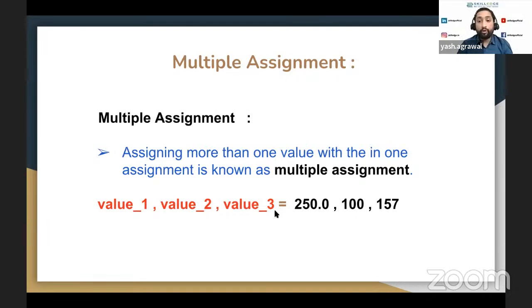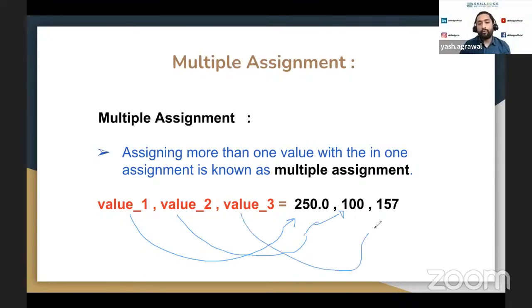Equal to assigns, single assignment. Now here you will write values separated by comma, and value 1 will be representing 250, value 2 will be representing 100, and value 3 will be representing 157.